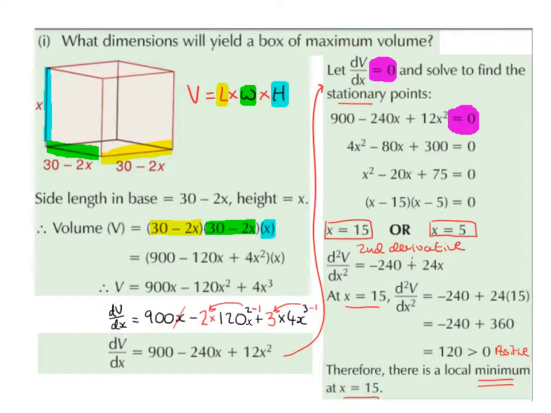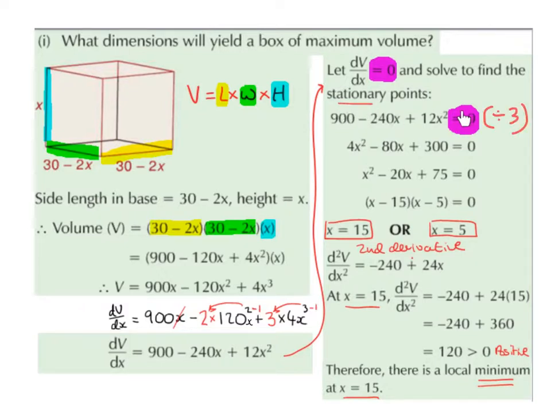So the next step, whether we're looking for maximum or minimum volume, is to let dv dx, to let the derivative equal 0. And then we solve to find the stationary points. So we solve for x. So this is dv dx, so we let it equal to 0. And we start off by simplifying.